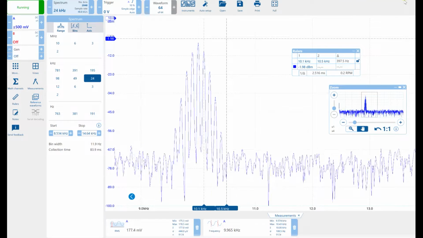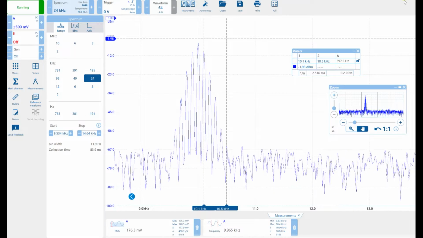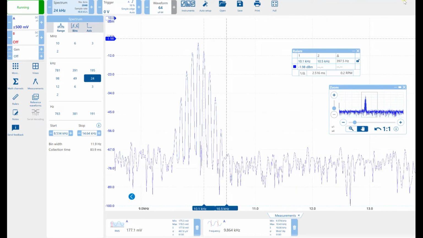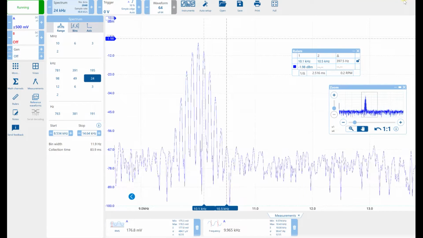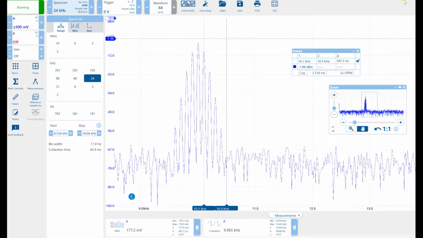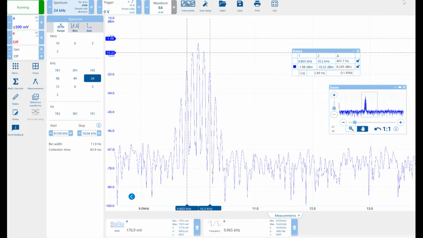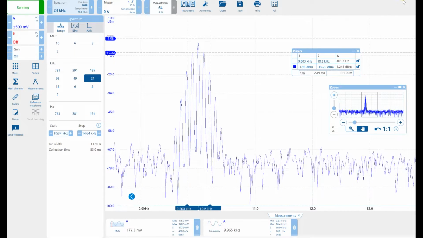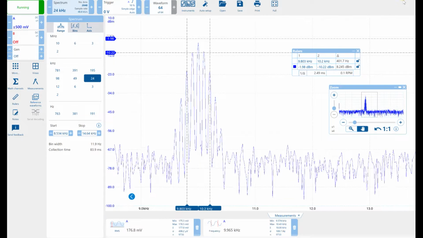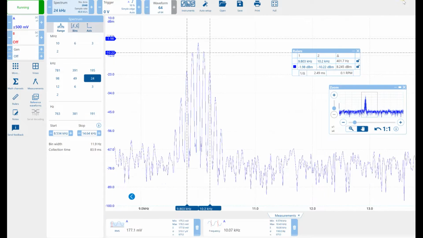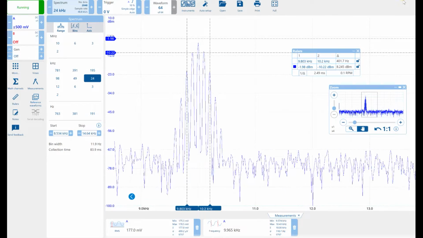And based on Carson's bandwidth rule, we have an FM frequency of 100 hertz and a deviation frequency of 100 hertz. So 100 plus 100 times 2 gives me a total of 400 hertz. So let me put markers at those 2 points. So I've put 2 markers to measure those frequency points. So you can see with the deviation ratio of 1, I have a bandwidth of 400, minus 200 on the lower, plus 200 on the upper.